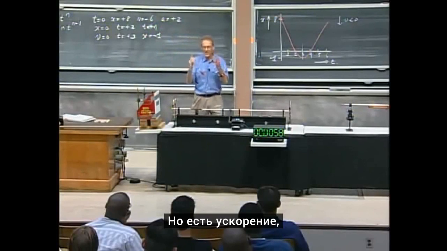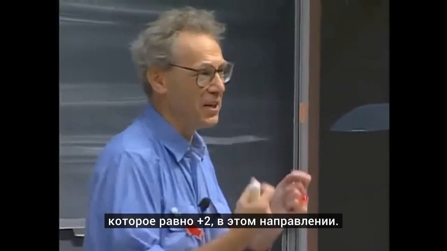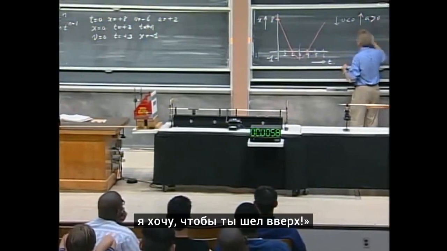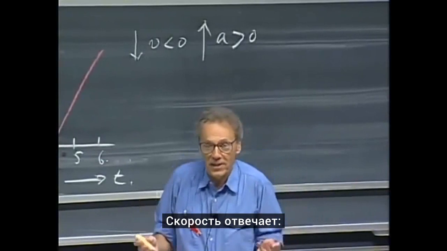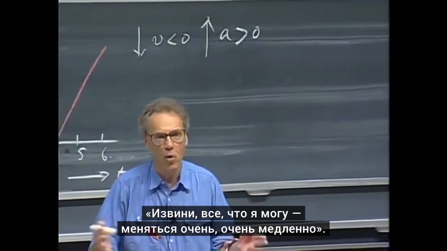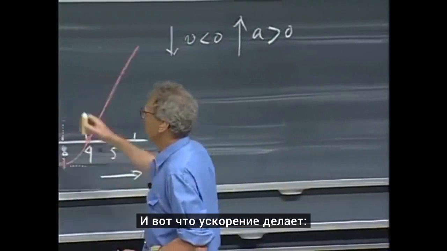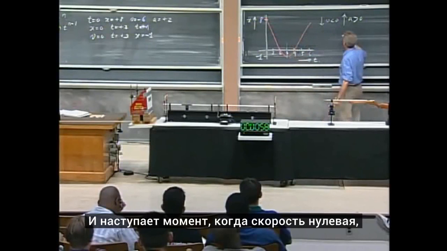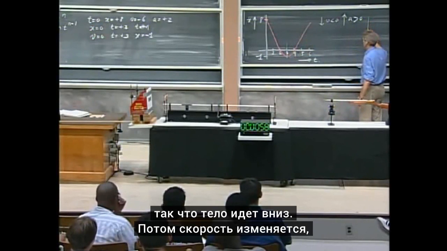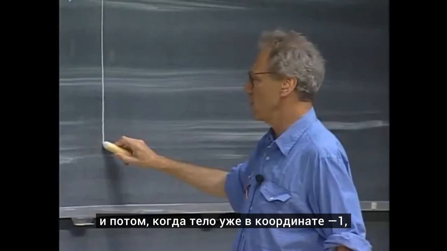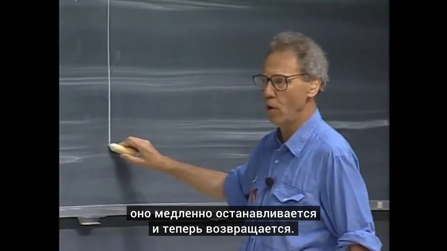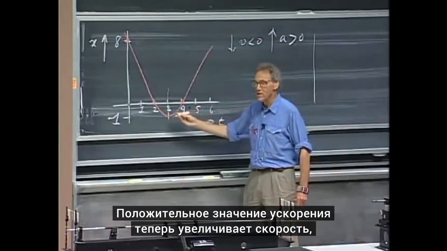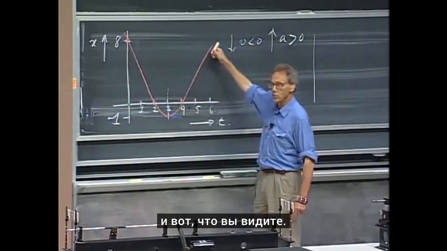But there is the acceleration, which is +2. It's in this direction. The acceleration says, I don't want you to go down, I want you to go up. Well, the velocity says, sorry, all I can do is slowly change, and that's what it's doing. It's slowly changing the velocity, and there comes a time that the velocity is 0. So the object goes down, the velocity changes, and when it is at position -1, it has come to a grinding halt, and now it is returning.